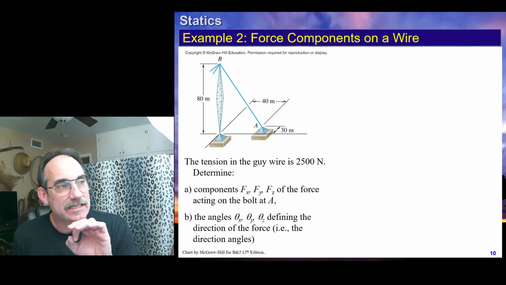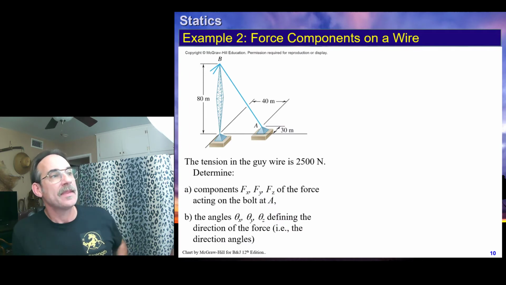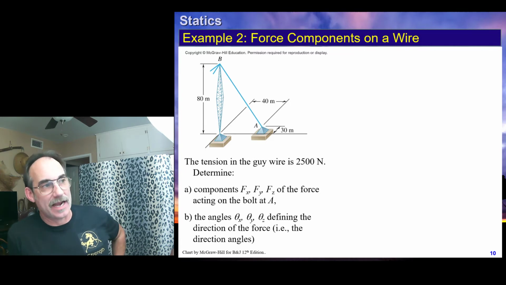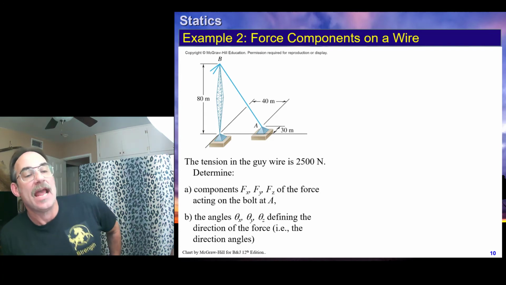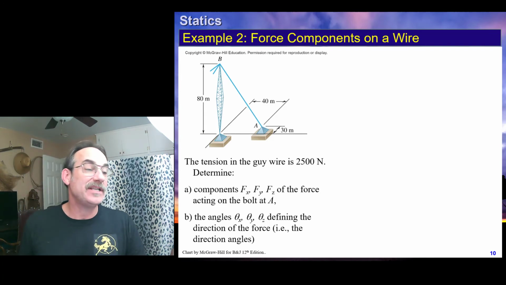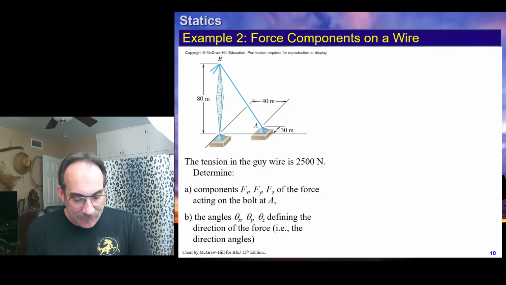This is actually quite similar to our last one. Here we have a little pole that's restrained by some wires, and we're going to focus on one of the wires for this particular problem. We're going to focus on this guy wire from A to B. We know that the tension is 2,500 newtons, and we're just going to try and calculate the components and then the direction cosines. Now, in this particular case, we see we've already been given the location of the endpoints.